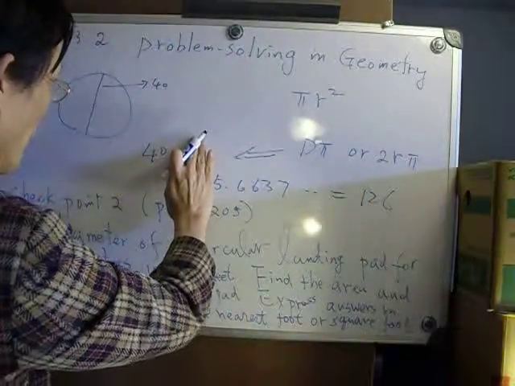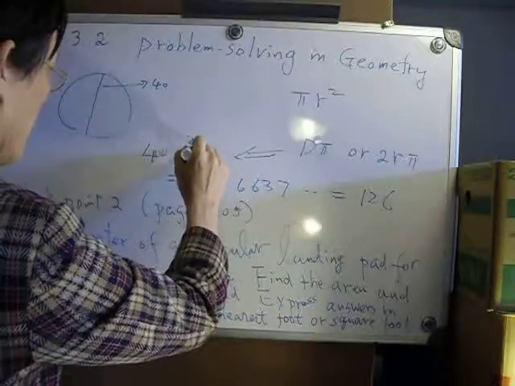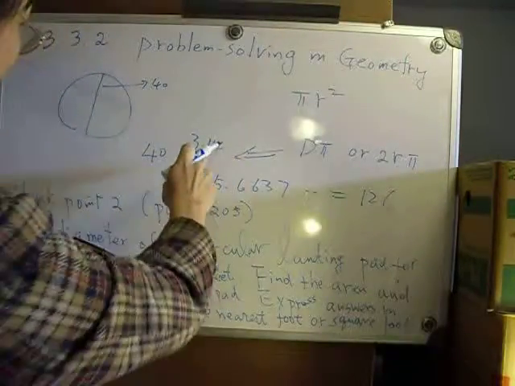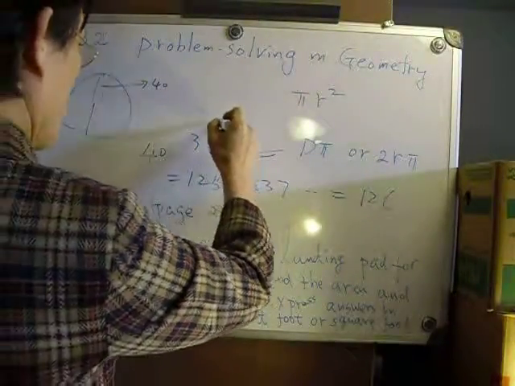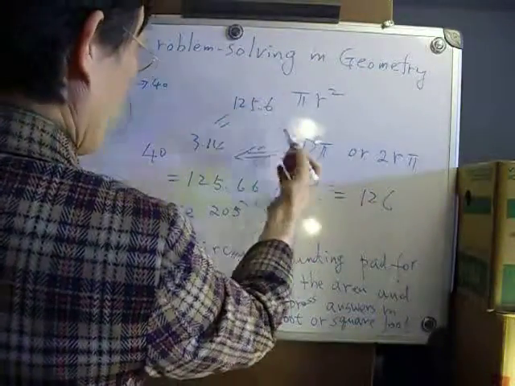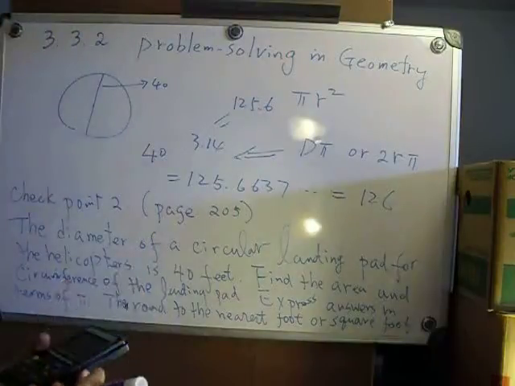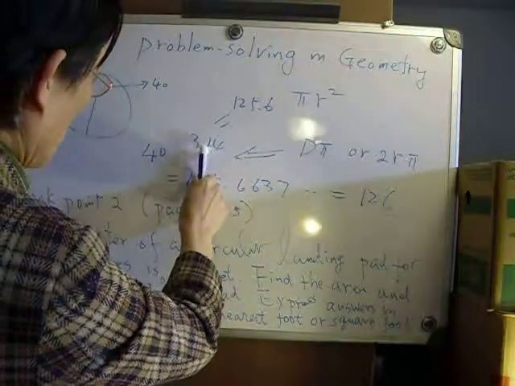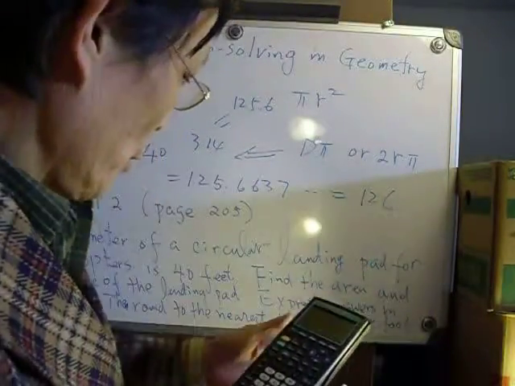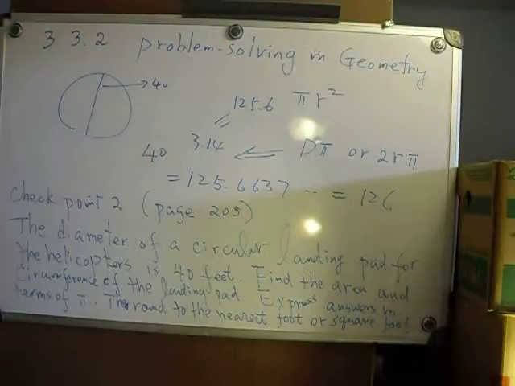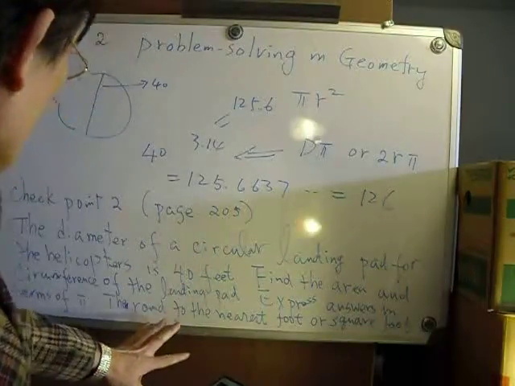If you are using 3.14, let's see what the answer could be. 3.14 times 40 will get you 125.6. You will also round to 126. There could be another number, 3.1416. You could have a little difference, but this should be 126. In our textbook, let me see. Yeah, 126. That's right, for the circumference.